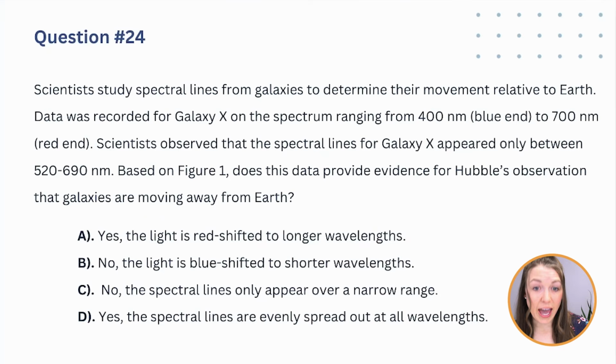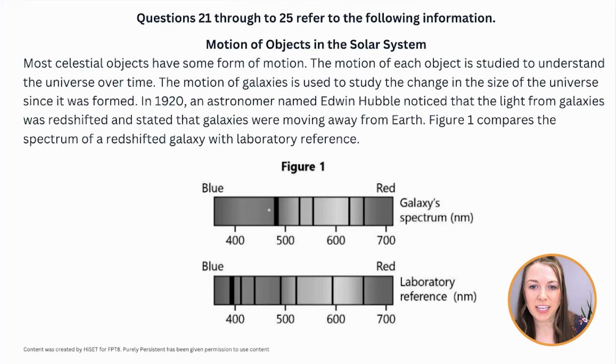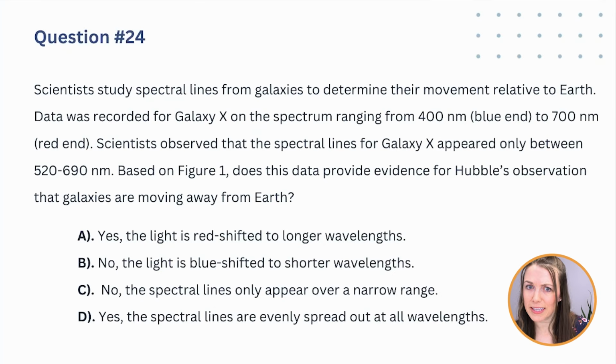Okay, so A: yes, the light is redshifted to longer wavelengths. Right? It is. It just moved over. You look back at the chart and look at how all of these lines are just moved over to the right. They're moved over closer to the red, right? So let's hold on to that answer. B: no, the light is blue shifted. Have they moved over to the blue side? No, they moved over to the red side.